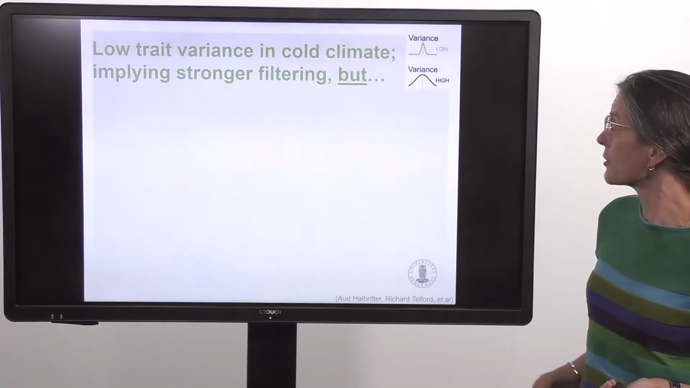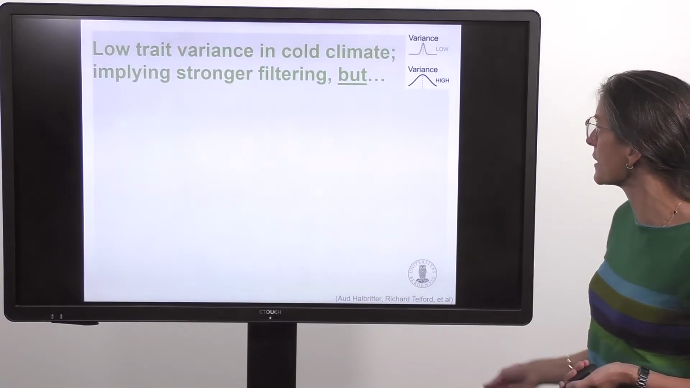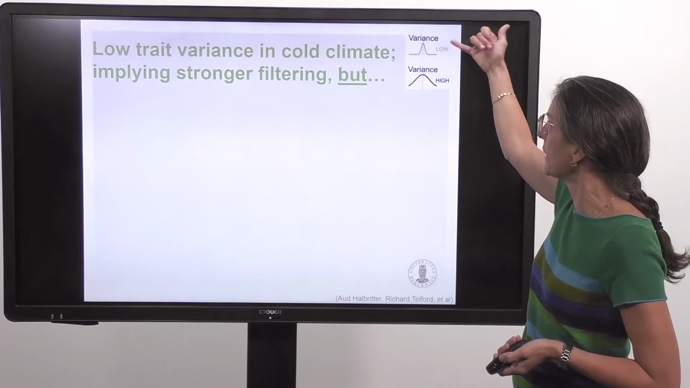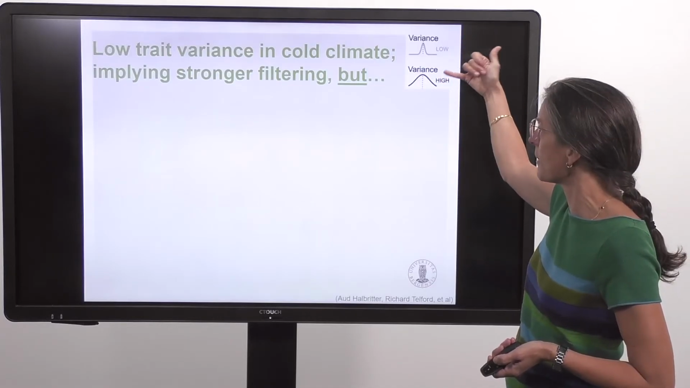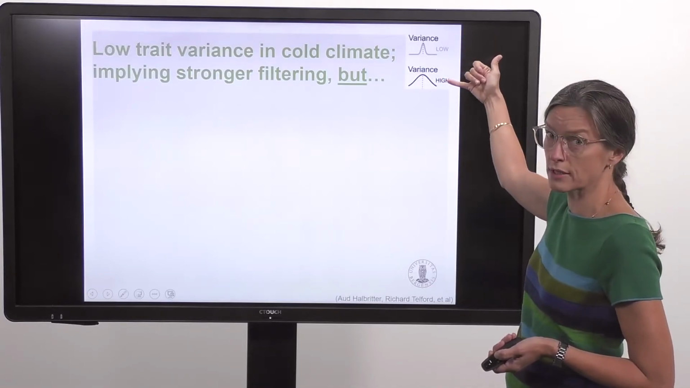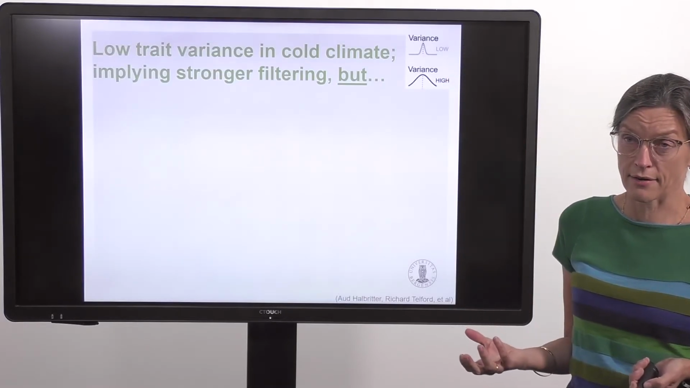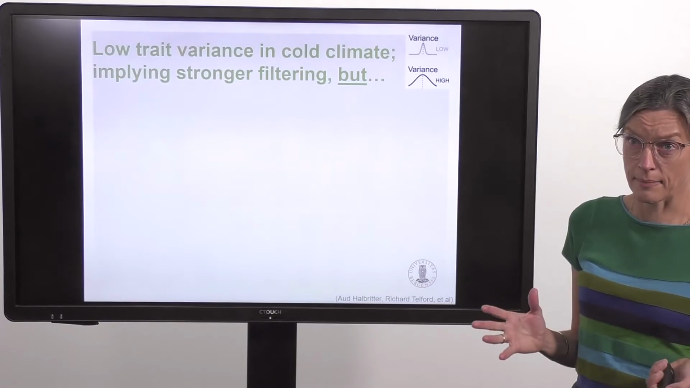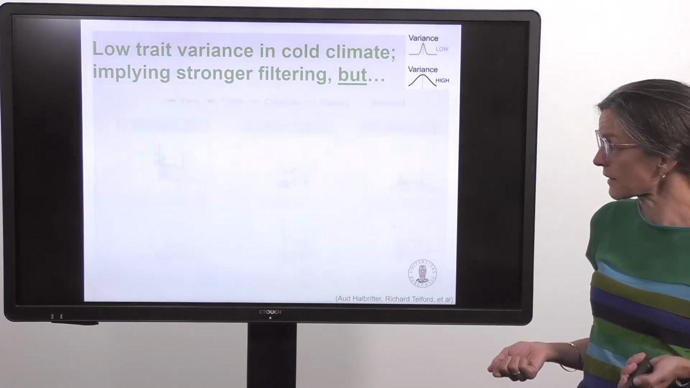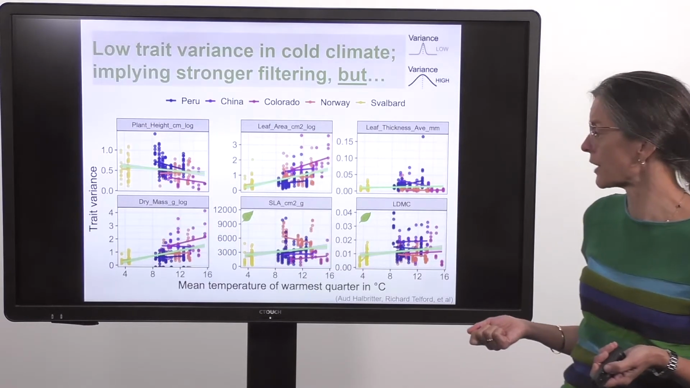We also talked about predictions when it comes to variance. So we said there would be higher variance in mesic areas where you have more species interactions, and lower variance in more extreme climates where you have more environmental sorting. And this is also something that we can explore in our data.